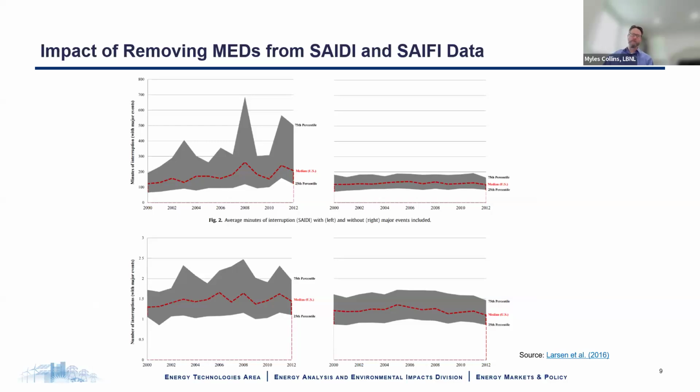This slide shows the impact of removing MEDs from SAIDI and SAIFI data. In the upper 2 graphs we have SAIDI, the average duration, and in the lower 2 graphs we have SAIFI, average frequency. On the left we have the data without MEDs removed, and on the right we have it when they are removed. We see those large fluctuations year by year between 2000 and 2012 for the SETI utilities, and we can see that variability is reduced. This allows utilities to get a more apples to apples comparison of normal operating conditions, which they can use for benchmarking purposes and to fit utilities into quartiles.